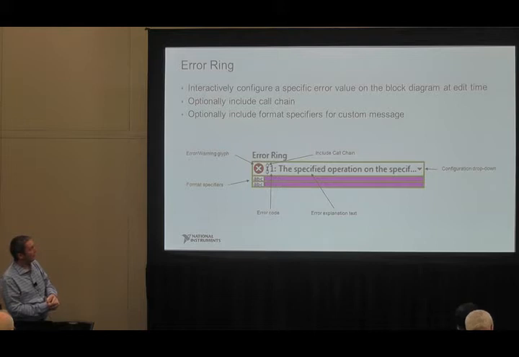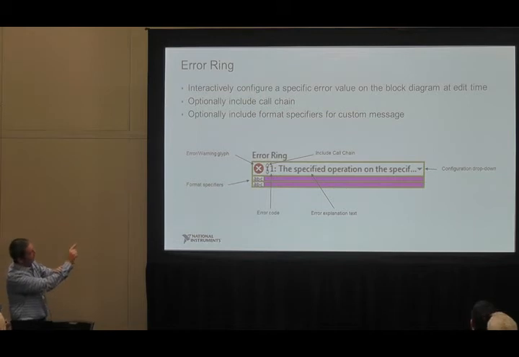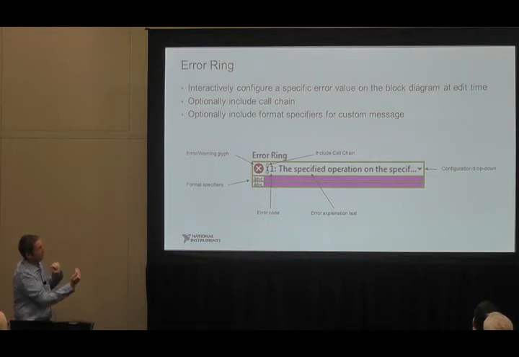I've tried to identify some of the cool things that it can do here on this slide. From just looking at this on the block diagram, you can see whether it's an error or a warning. That's what the red X is. You can see if it includes the call chain, that's the little chain symbol. And you can see the beginning text of the error message that is going to be generated by this node. There's also some really cool things for adding format specifiers, which I'll talk about in a second.